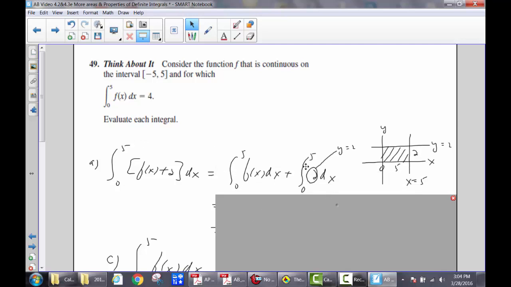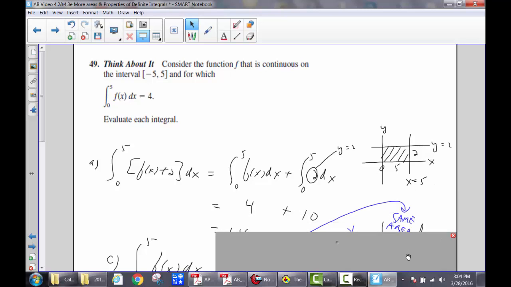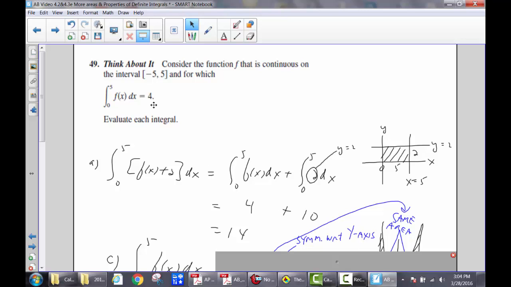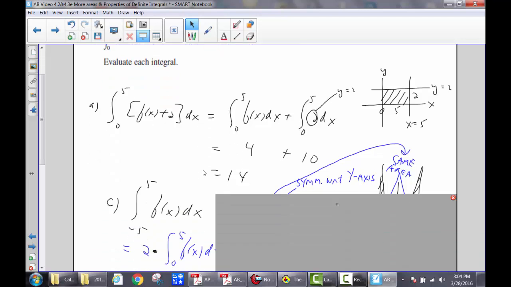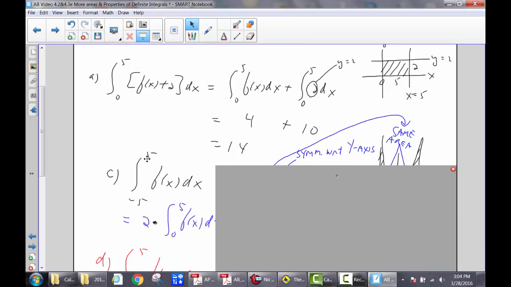Now, this, again, you would know how to integrate this by hand, but if you didn't, you could graph this. The top border is y equals 2, left border, right border. It's just a rectangle, a 5 by 2 rectangle, which is 10. And then the 4, they gave you the integral from 0 to 5. -5 to 5.